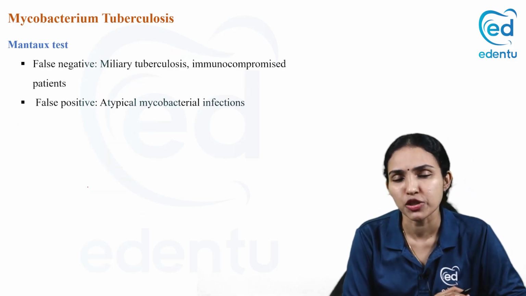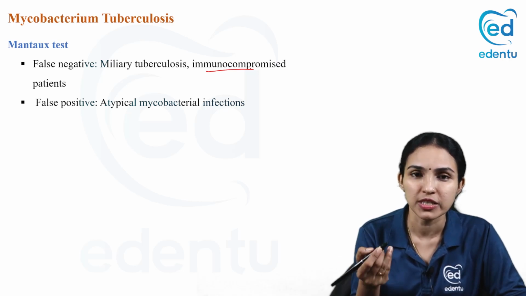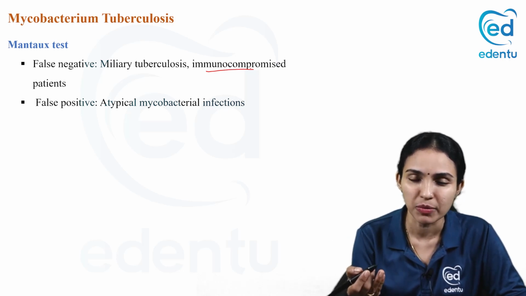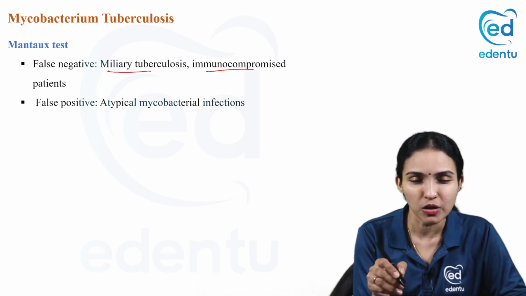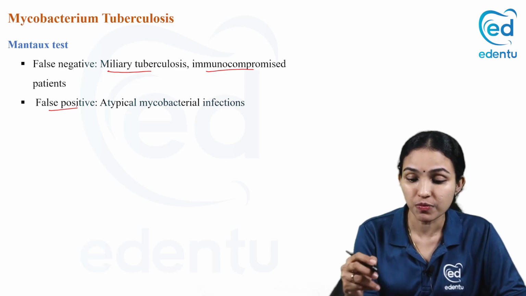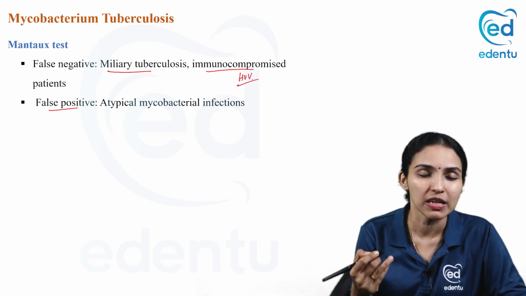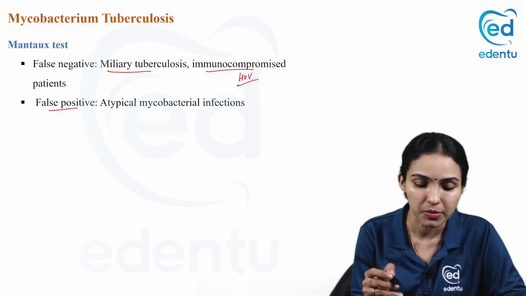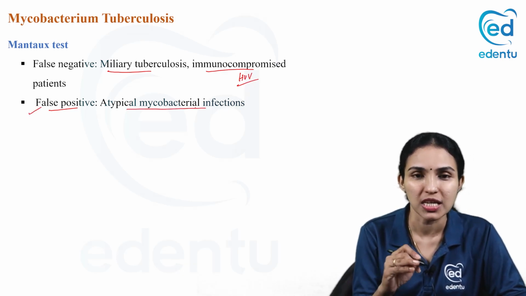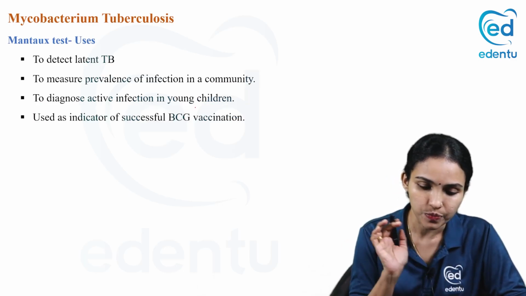So when will you get a Mantoux test false negative? If the person is immunocompromised, there won't be any cell-mediated immune response. So in that case, the reaction will be negative, but still the person may be having latent TB. In miliary tuberculosis also, the cell-mediated response will be very weak. This false negative is very commonly seen in HIV people. People have a very high risk for co-infection with TB. False positive is seen in atypical mycobacterial infection because they are very close relatives, both mycobacteria, so you can get a false positive reaction.